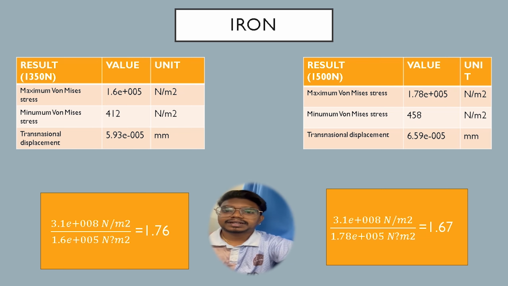And the safety factor, which we get using the yield strength divided by the maximum von Mises stress. For the first one, which is 1350 Newton, we get 1.76, and the safety factor for the 1500 Newton, we got 1.67.